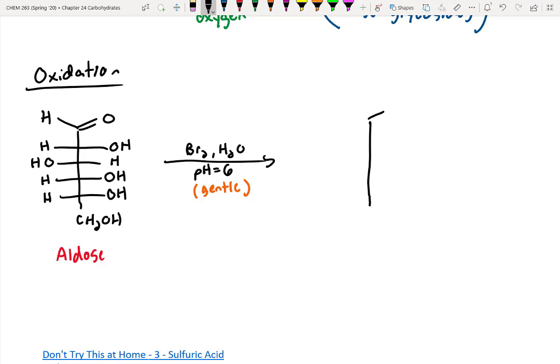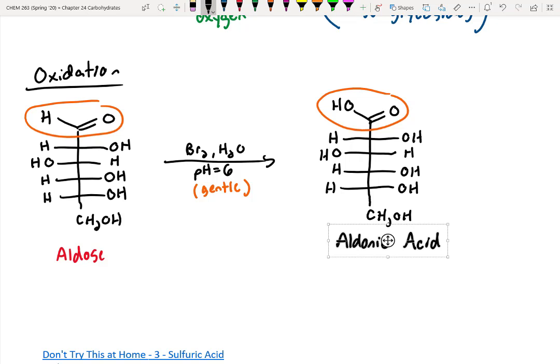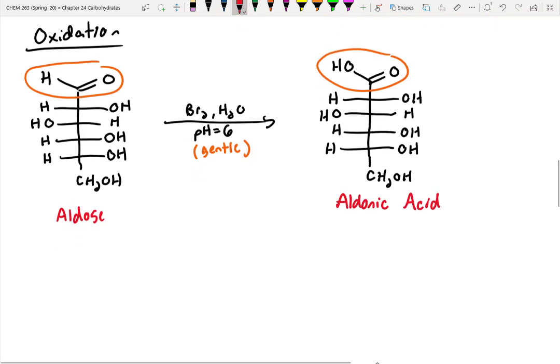So if we go ahead and oxidize it, the next oxidation state it can go to is a carboxylic acid. So really what we're doing is converting this aldehyde to a carboxylic acid, but everything else is going to remain untouched because the oxidizing agent isn't strong enough. Let me fill in the rest of these, and we've got our product. This is referred to as an aldonic acid. It just means that it's an aldose that's been oxidized all the way up to its carboxylic acid state, but that's it.